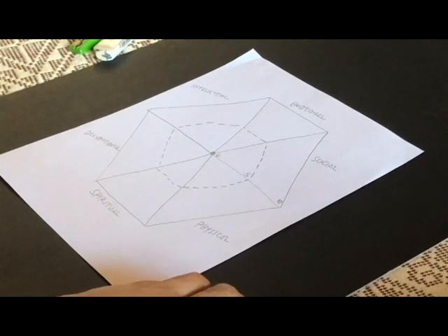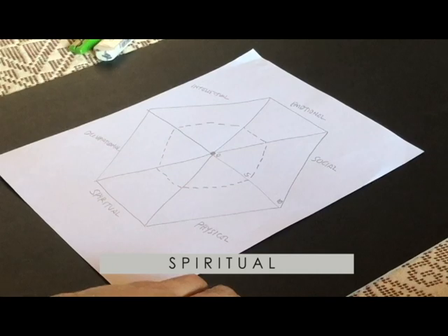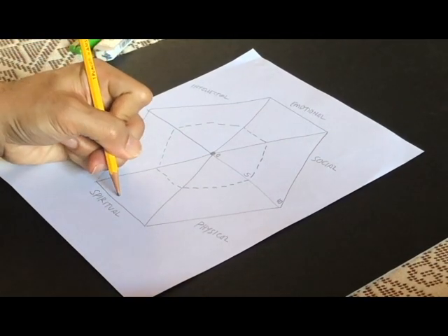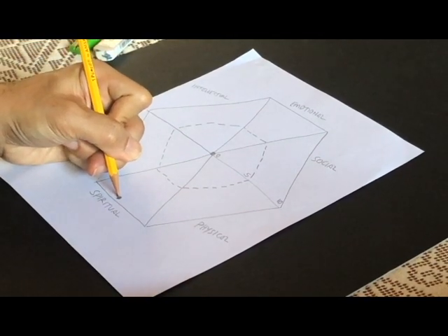wellness dimensions. For example, let's say you feel like you have a strong sense of faith and spirituality right now. You can place a high number on it, such as 9 or 10, so you can place a dot near the edge of the shape rather than in the middle.